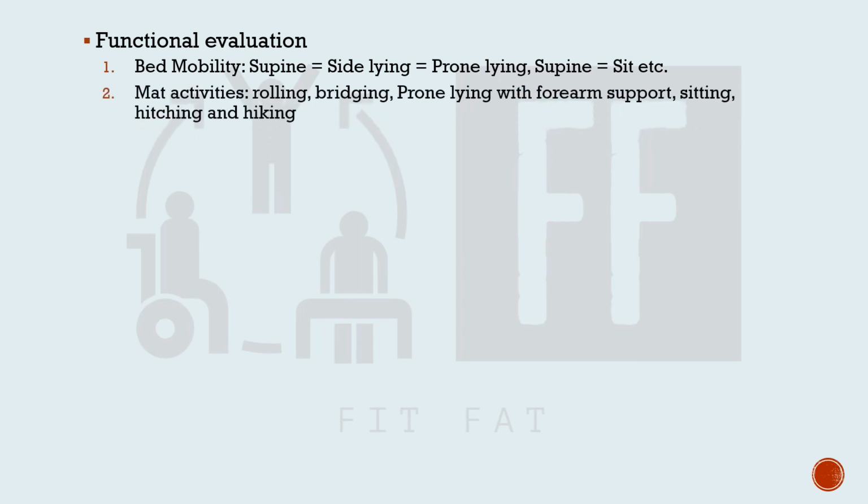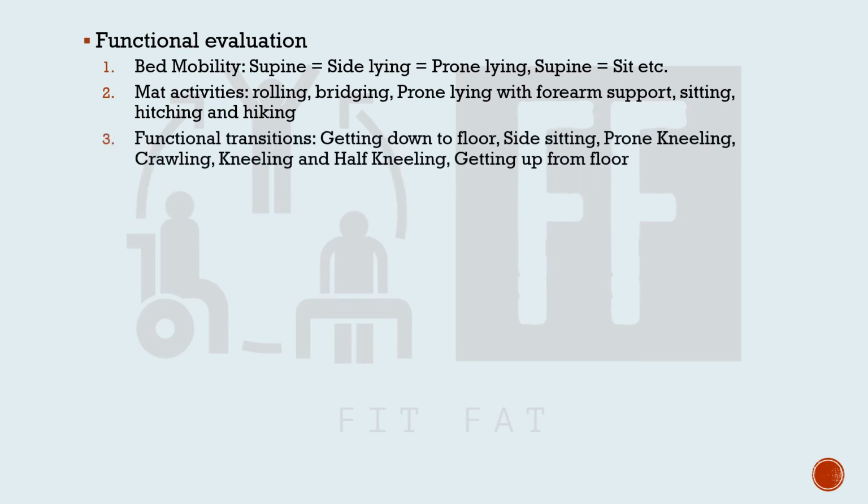So on. Mat activities, you have to check the rolling, bridging, prone lying with forearm support, sitting, hitching and hiking, all that. The third is your functional transitions, that is getting down to floor, side sitting, prone kneeling, crawling, kneeling and half kneeling, getting up from the floor, etc. Then is your functional evaluation.